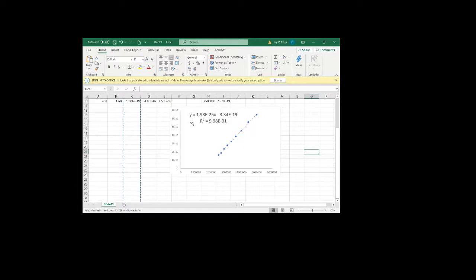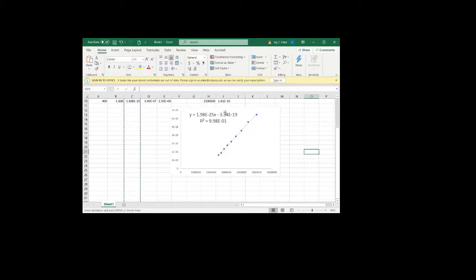So at this point, we've got our slope. That should be the answer to part 1. It's just that number, 1.98 times 10 to the minus 25. That value should be Planck's constant times the speed of light. And actually, if you take your calculator and plug in Planck's constant times the speed of light, you get 1.98 times 10 to the minus 25. So this data fits really well.